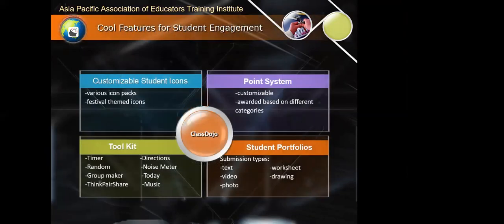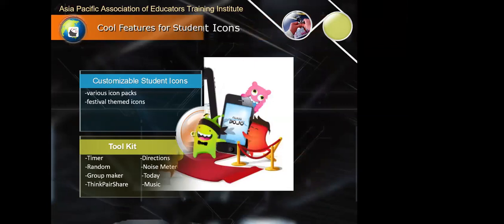And now you're ready to explore the cool features of Class Dojo for student engagement. Class Dojo has a lot of features to engage your students. Among these are customizable student icons, point system, toolkit, and student portfolios. So let's talk about each one of these briefly so you will have an idea how I use it in my classes, or how you can use it in yours.